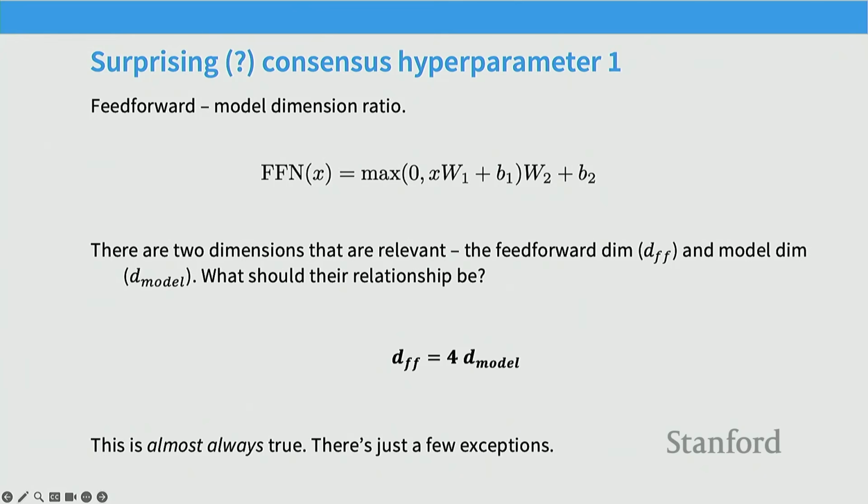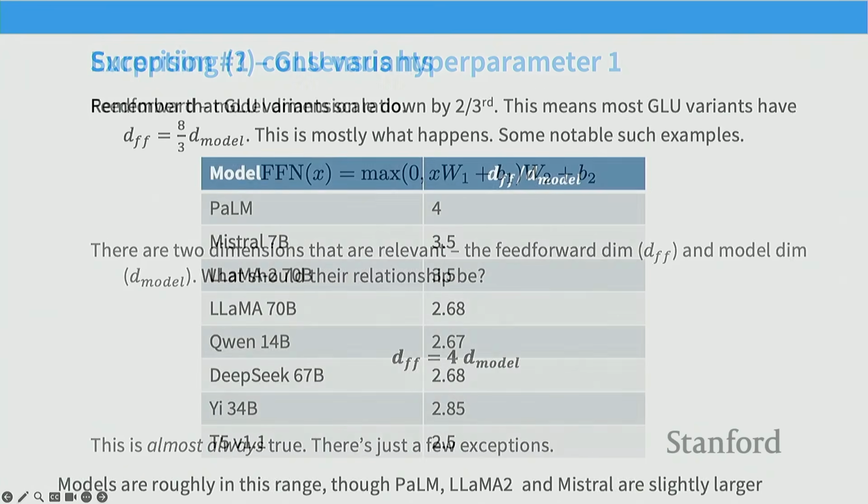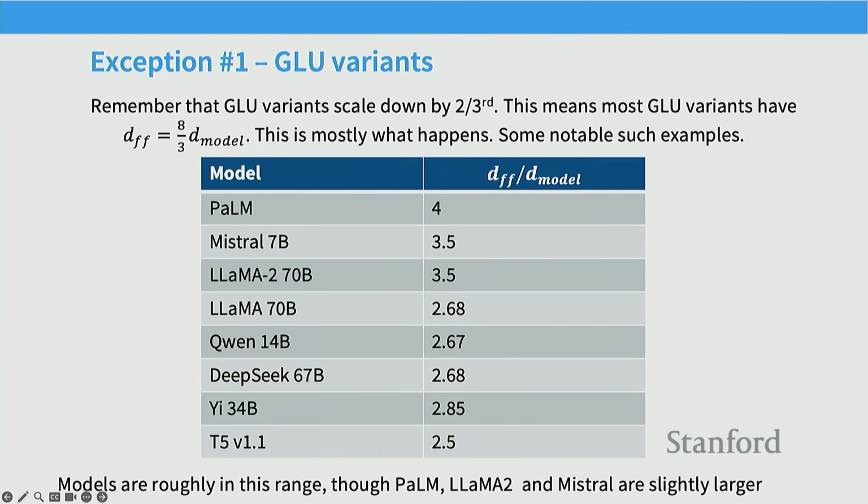I will show you some empirical evidence for why this is a sane number later. But as far as I can tell, there's no law of nature that says you have to pick 4. This is a convention that has really held up. Now, there are a few exceptions to this rule. Remember that the GLU variants are going to scale this down by a factor of 2/3, right? And if you scale it down by a factor of 2/3, you're going to have roughly the same number of parameters.